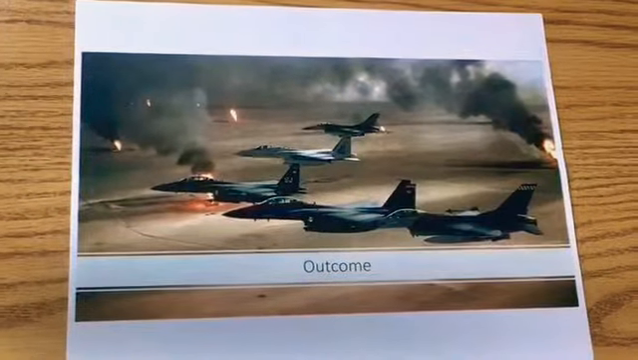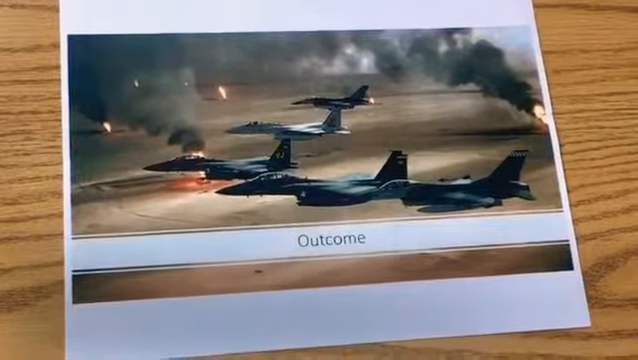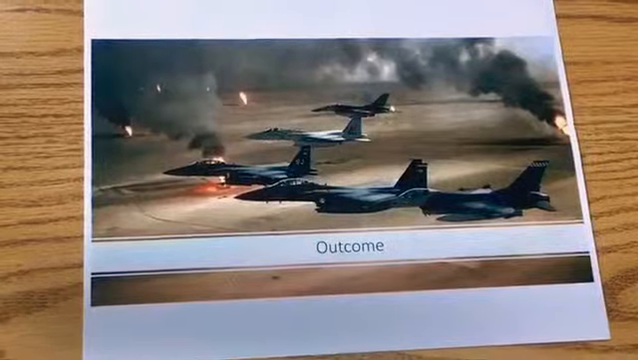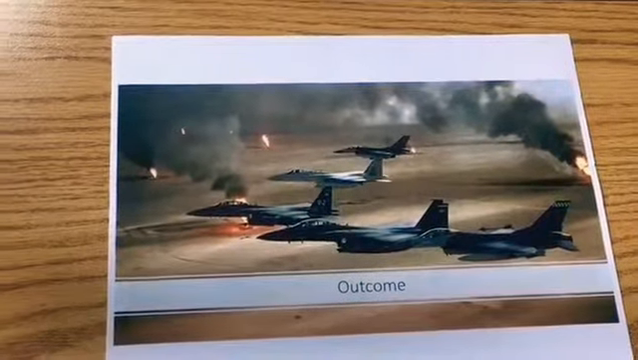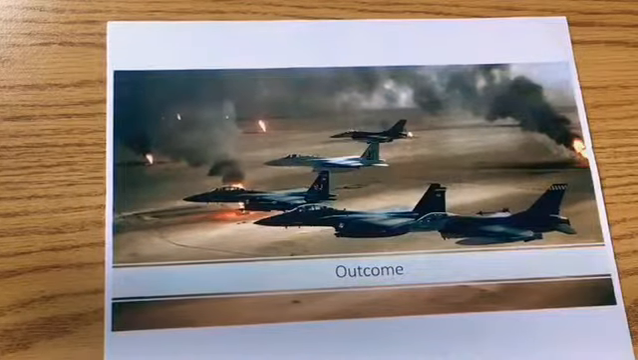The outcome of the war. In the end, the U.S. and their allies were able to drive the Iraqi Republican Guard from Kuwait. This effectively secured the Western world's oil supply from falling into Iraqi control.